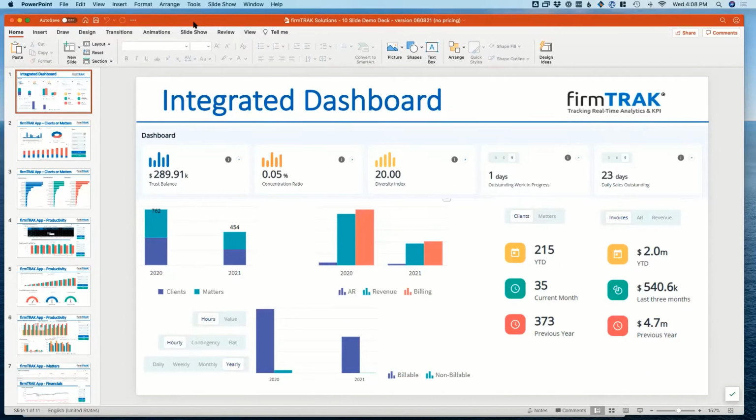What I'm showing here is the top-level integrated dashboard that takes your CRM data that you keep within your law firm and combines it with information that we put into the system on the firmTRAK website, in addition to some of the accounting information that we're pulling from your accounting software, which can include QuickBooks or Xero. The top-level integrated dashboard takes into consideration matters and matter management, employee productivity, and various financial metrics to help you make better decisions within your law firm.